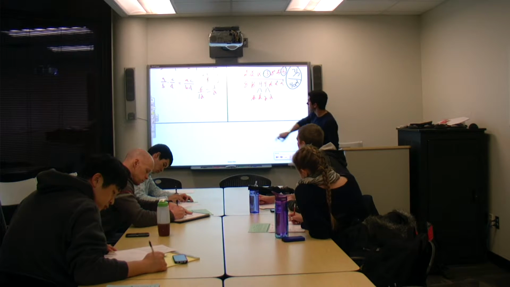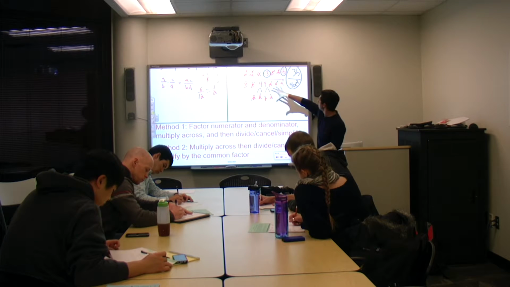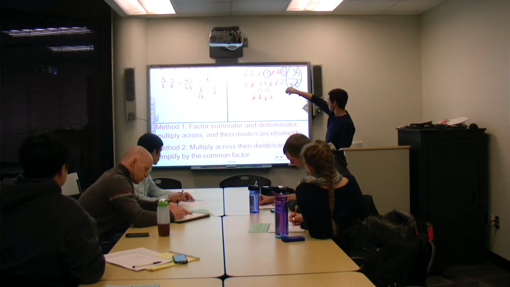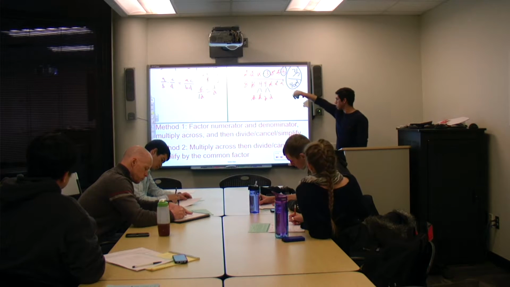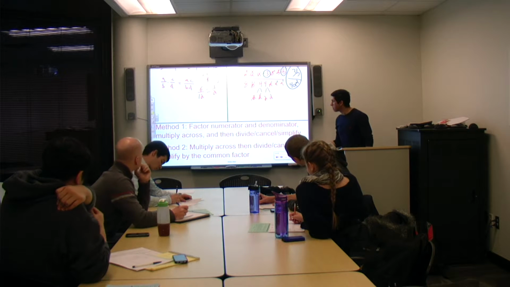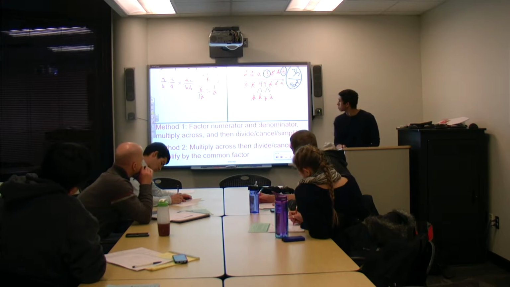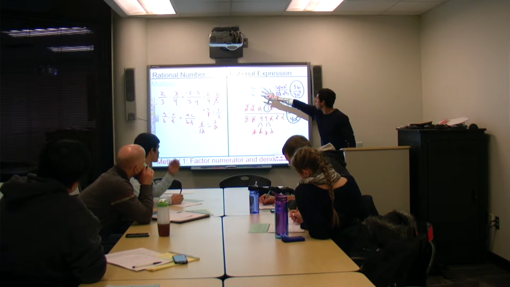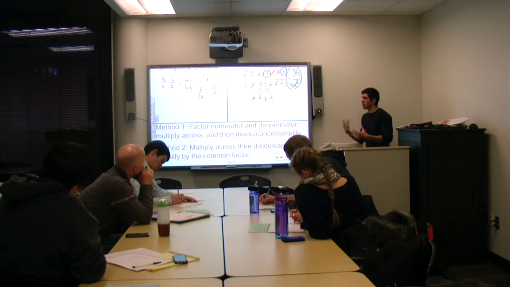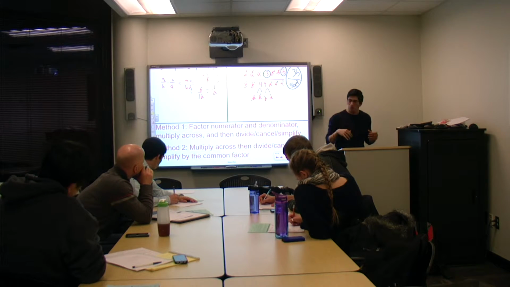Let's look at our steps. 2 methods. Our first method, we're factoring the numerator and the denominator, multiplying across, and then dividing, canceling, or simplifying. And our second method that Tess showed us was you multiply across, and then we divided and canceled out by the common factor. Okay, so I'm giving you guys 2 methods. You can do it however you'd like.